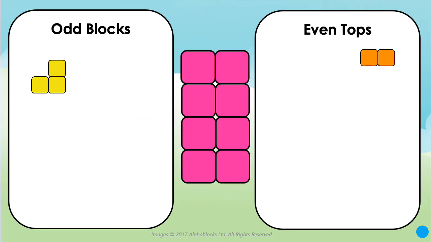What about this number block? What number block is this? That's right, it's number block eight. Now, is that an even number or an odd number? Is it going to go in the odd blocks or even tops? That's right, it's in twos. It's an even top. It's an even number.